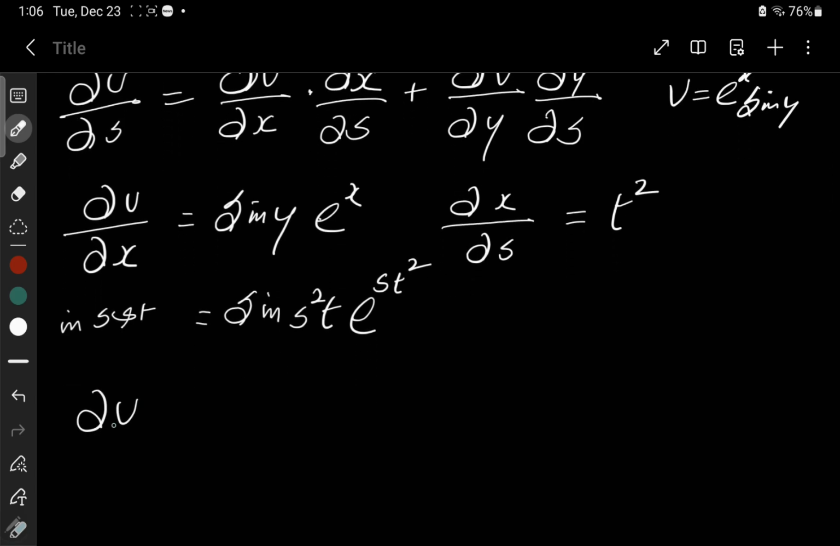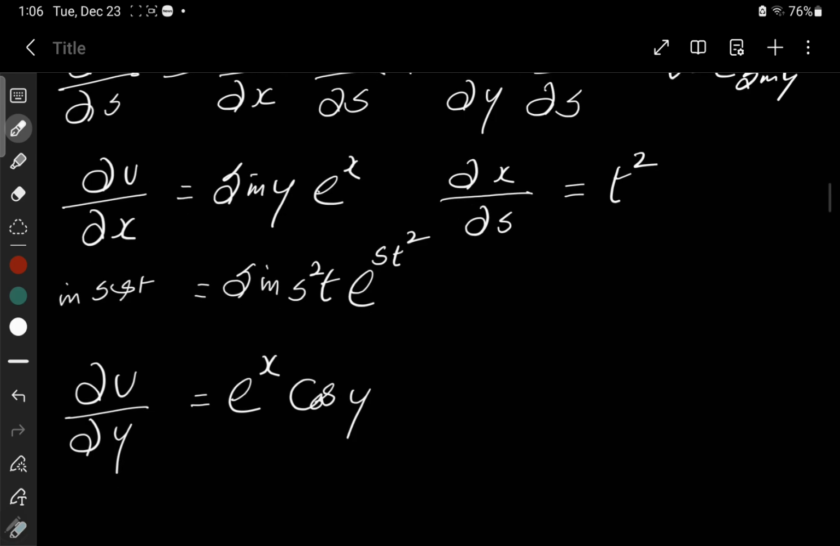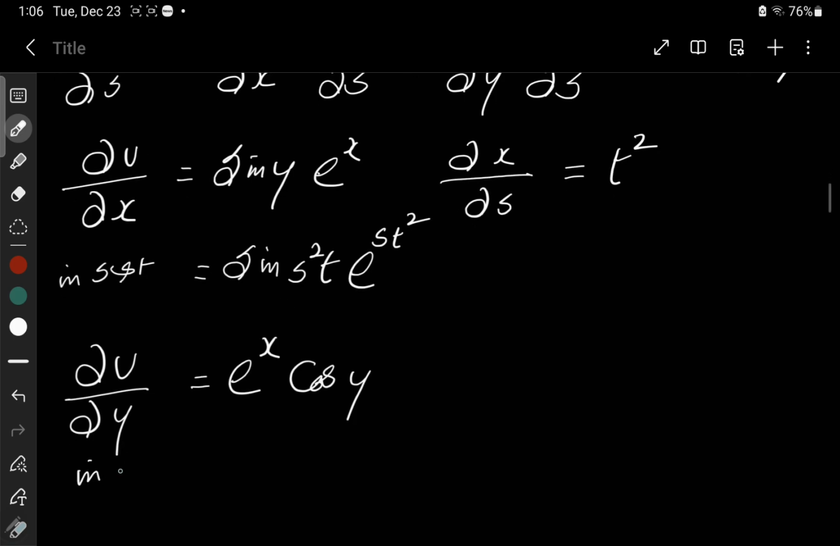Then ∂u/∂y. e^x is constant. Sin y, if we differentiate, you will get cos y. So in s and t, e^x, what is x? x is s t², so we get e^(st²) cos(s²t).